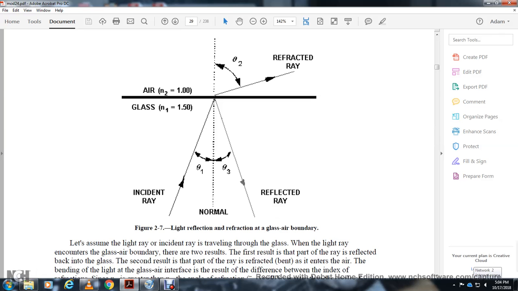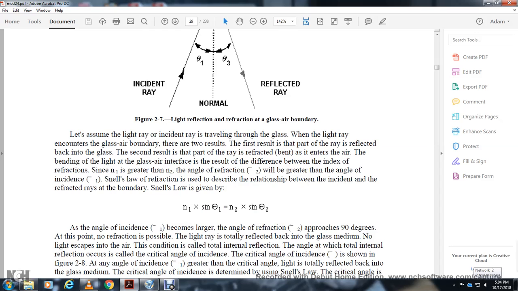The figure shows the incident ray, the normal, and the reflected ray. Let's assume the light ray is traveling through the glass and reaches the glass boundary. There are two results. First, part of the ray is reflected back into the glass. Second, part of the ray is refracted into the air, with the bending of the light at the glass interface. Since the index of refraction n1 is greater than the index of refraction n2, the angle of refraction theta 2 will be greater than the angle of incidence theta 1.